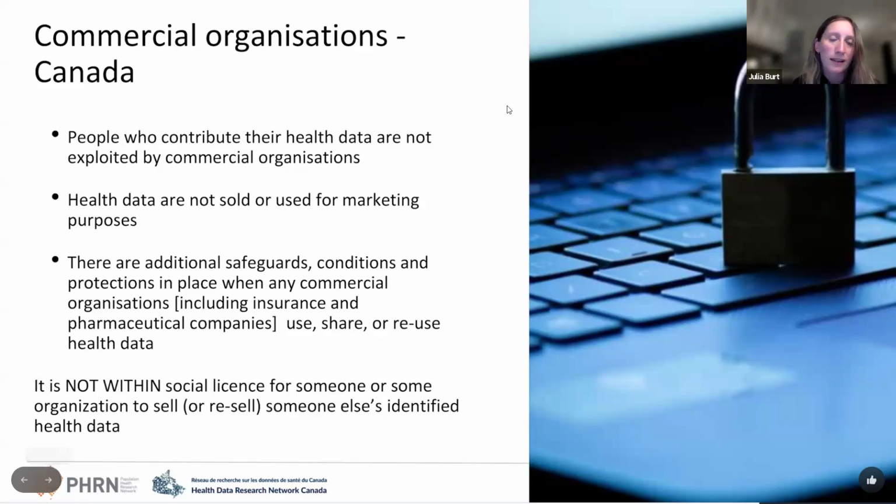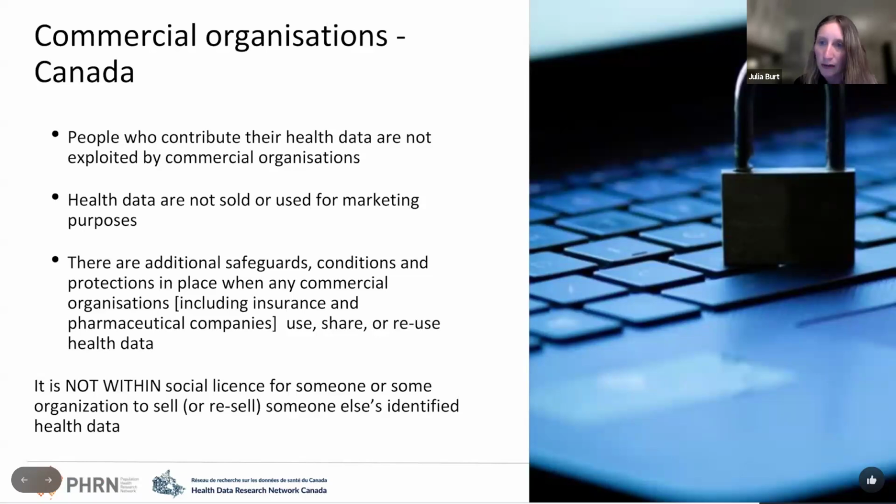Throughout our process, people highlighted the importance of data not being sold or used for marketing purposes, and that commercial organizations, whether they were pharmaceutical companies, insurance companies, or other private sector companies, should have additional safeguards, conditions, and protections in place when using health data. And you can see there on the bottom of the slide, that was one of the examples that all of our participants came to consensus on as being not within social license for someone or some organization to sell someone else's identified health data.